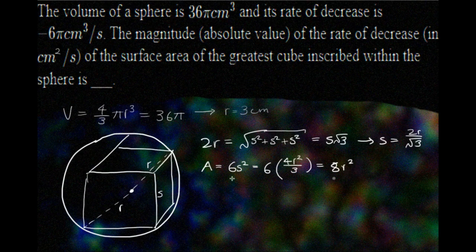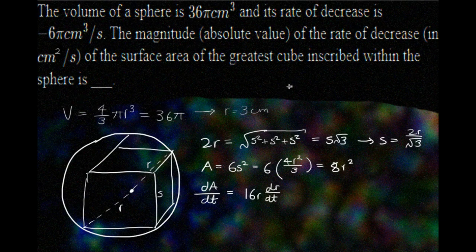So if we now take the derivative of this, dA dt, we get 16r times dr dt. Now we've got 16r. We know what r is as well, it's 3 centimeters. So we just need to find dr dt. How are we going to do that? Well, let's look back over here. We're given that the rate of decrease of the volume is negative 6 pi centimeters cubed per second.